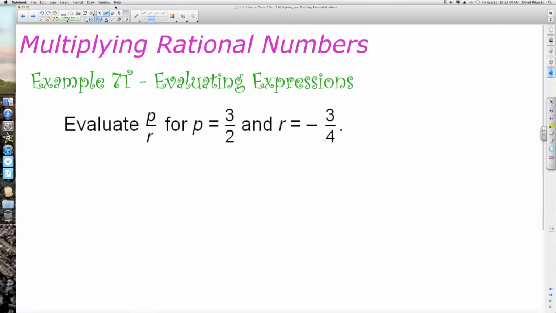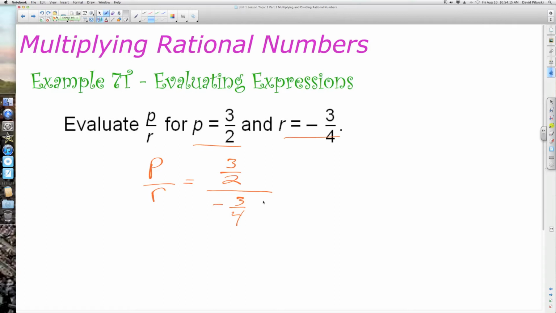In example 7t, we're continuing our work with evaluating expressions. It tells us to evaluate p divided by r for p is equal to 3/2 and r is equal to -3/4. So starting off with what we're given, the expression p over r. We're told that p is 3/2 and r is -3/4. So what we have to do is substitute those numbers in. For p, we'll have 3/2 over -3/4.